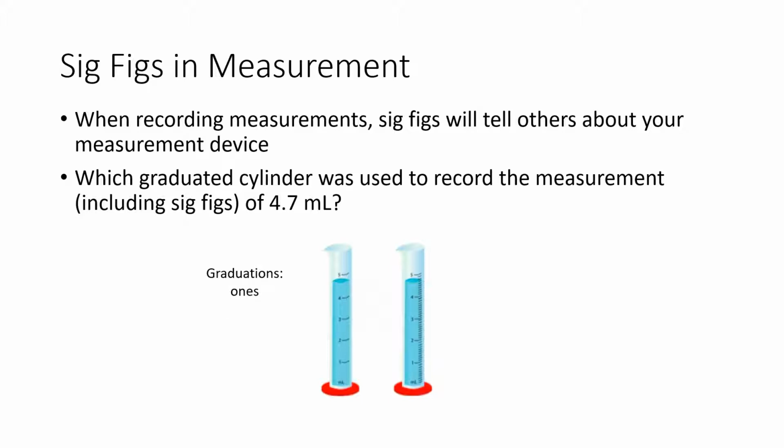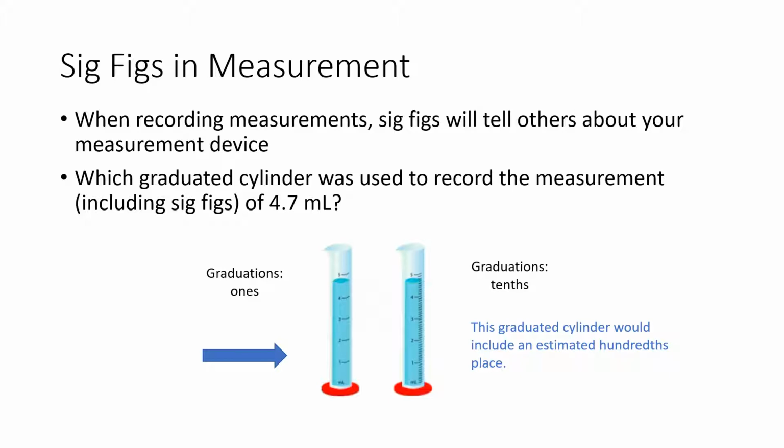The graduated cylinder on the left measures to the ones place. The graduated cylinder on the right has individual markings for the tenths place. So we use the graduated cylinder on the left when recording our measurement. If we had used the graduated cylinder on the right, we would have added an additional hundredths place to show that our graduated cylinder already had a tenths place, and we estimated that next digit.